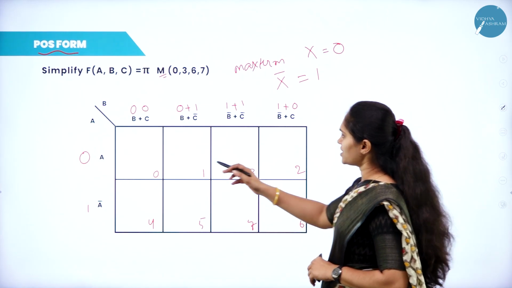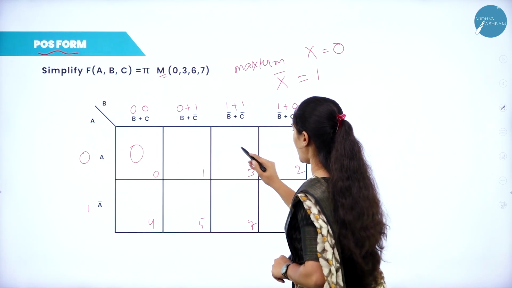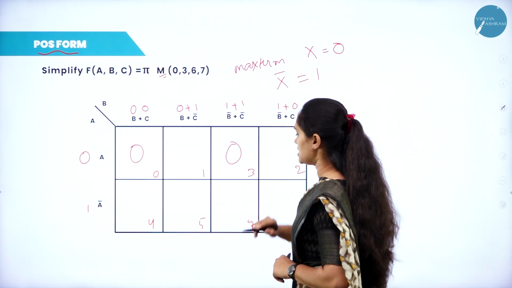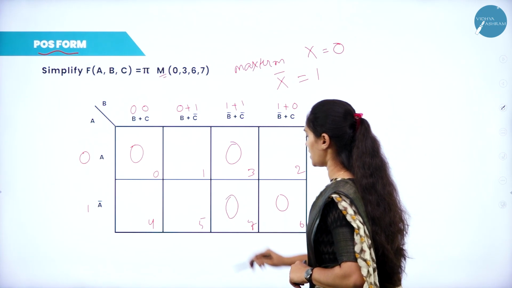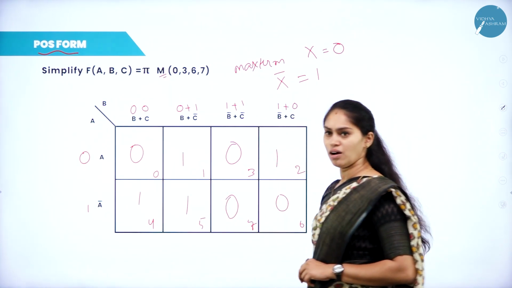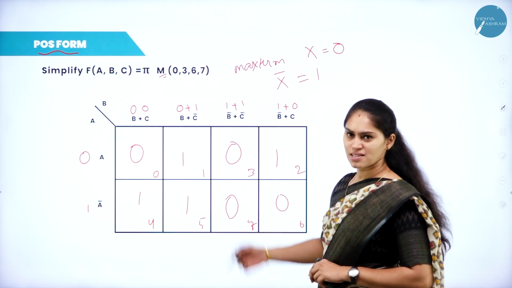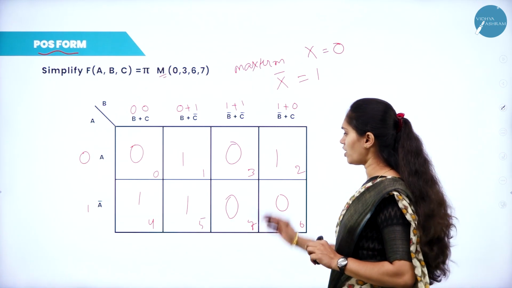So that is the difference between SOP and POS. So what is the first designation? 0. There I am going to put 0. For 3 I will take 0. For 6 I will take 0 and for 7 I will take 0. The remaining values need to be filled by 1. Now, grouping the max terms of this POS form, I have to group 0 instead of 1.